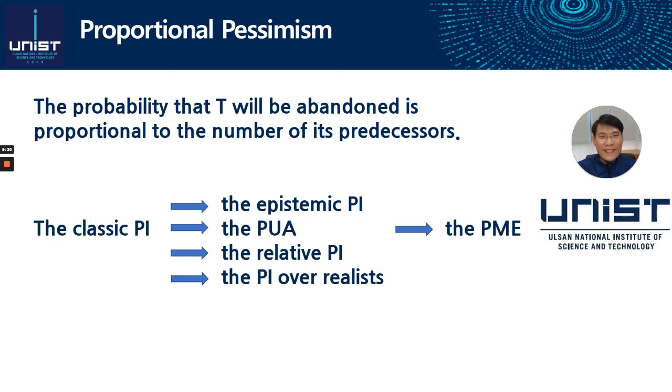Now, we discussed 6 first-order pessimistic inductions. Which of them is most likely to be infinitely problematic? My answer is that the problem of misleading evidence is most likely to be infinitely problematic. After all, it has 2 predecessors, whereas the classic pessimistic induction doesn't have any predecessor, and the rest of them have one predecessor.